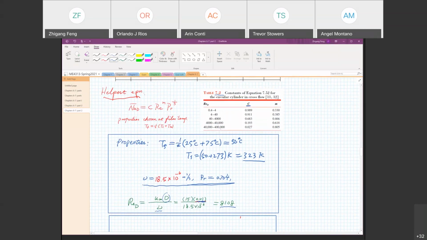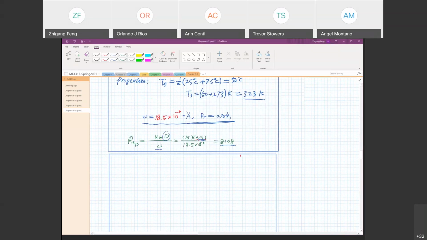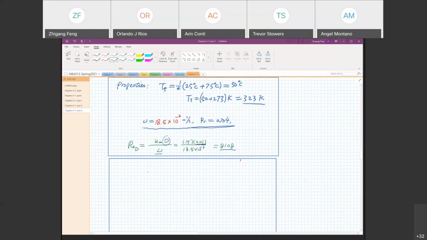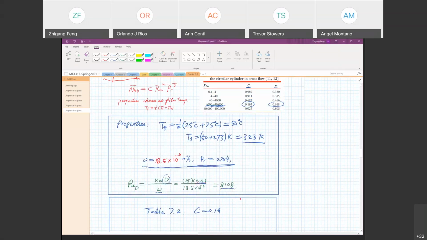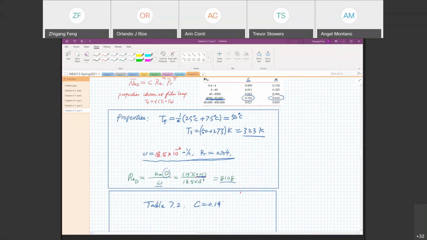So now we can go to Table 7.2 to look up the values of C and m. Reynolds number 8,000 falls into this column. So we pick C equal to 0.193, m equal to 0.618. So the Table 7.2 gives us C equal to 0.193 and m equal to 0.618.